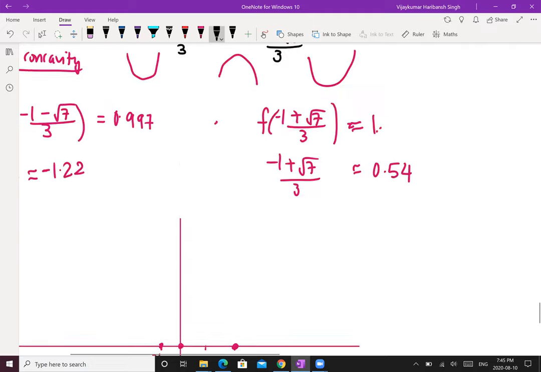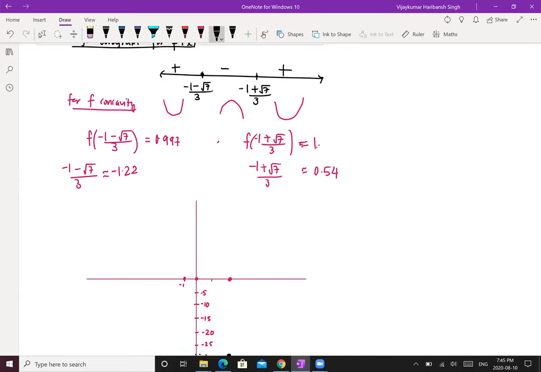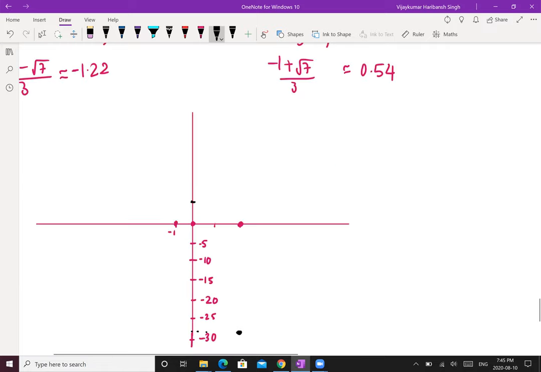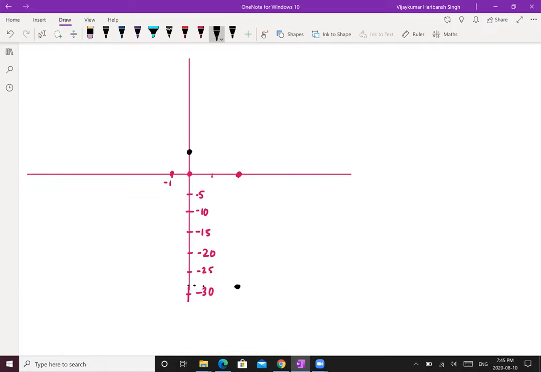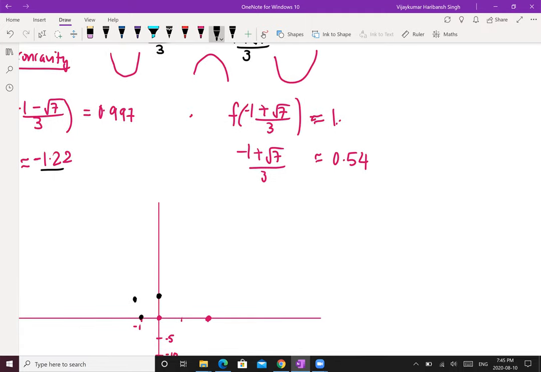Now, what are the other pieces of information we have? f of 0 is 5, which is a local maximum. f of minus 1 is also a local minimum. Now at minus 1.22, the function value is 0, so it's just slightly here. Minus 1.22 is an inflection point. Similarly, at the other point, about 0.55, the function value is 1. So these are the inflection points.